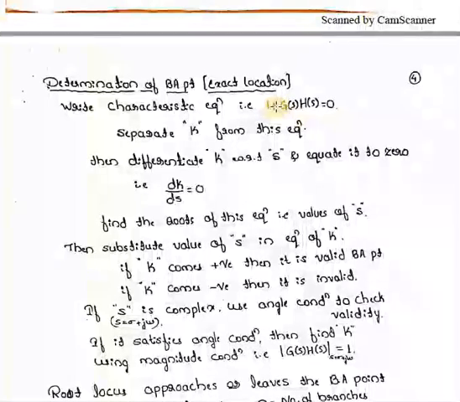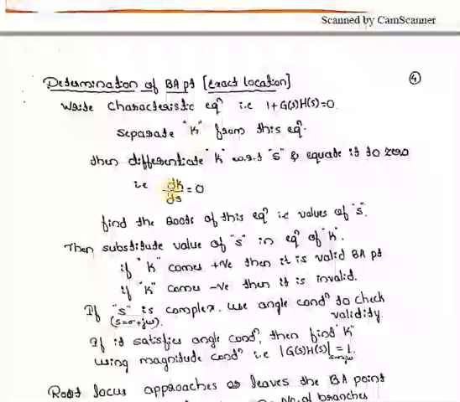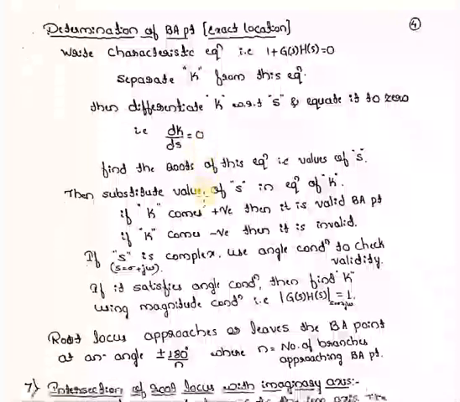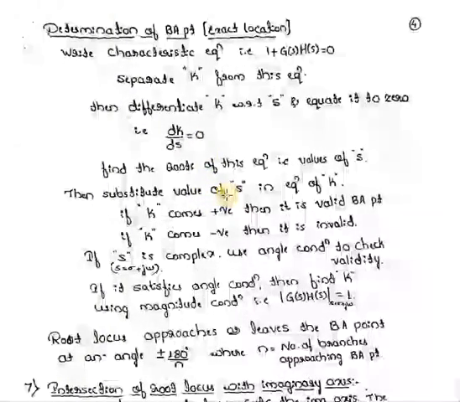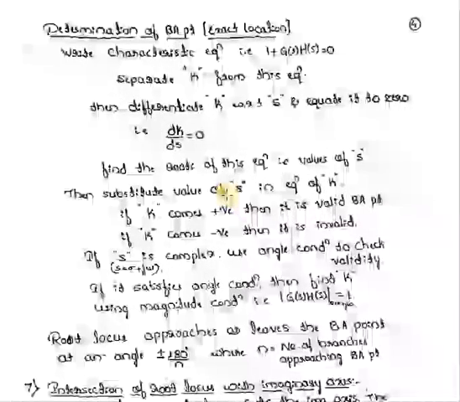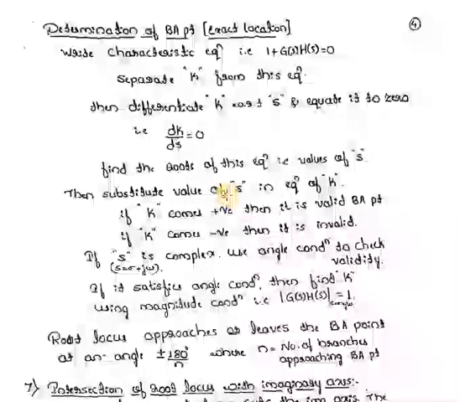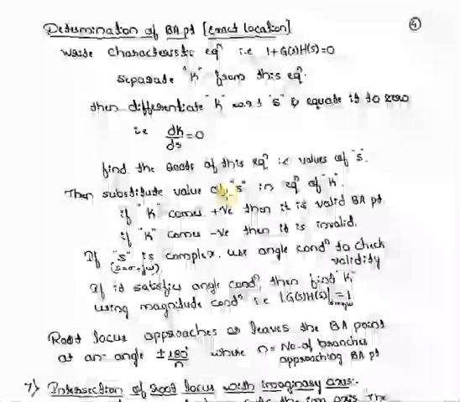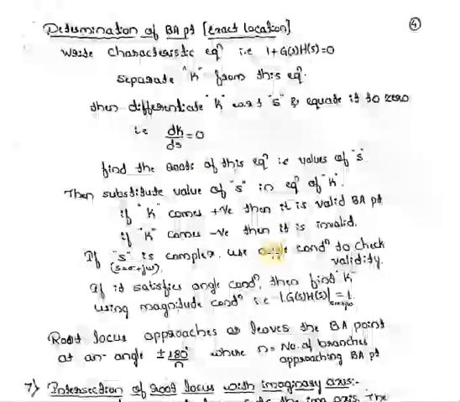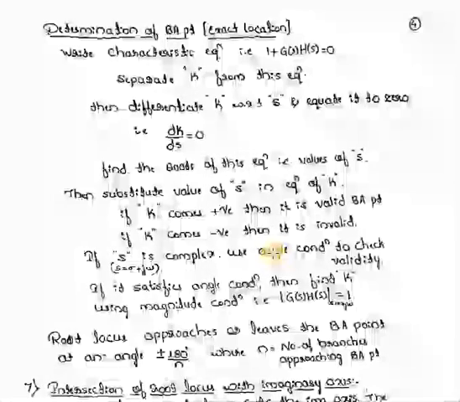First, consider the characteristic equation and simplify it for k equal to, then take the differentiation dk by ds and equate that to 0. From that you will get the value of s. Okay. Substitute that s value back into the k equation. If you get that k as positive, then it is a valid breakaway point. If it is negative, then it is an invalid breakaway point. If you get the root as a complex root, then you have to use the angle condition to check the validity, and it should satisfy the magnitude condition.